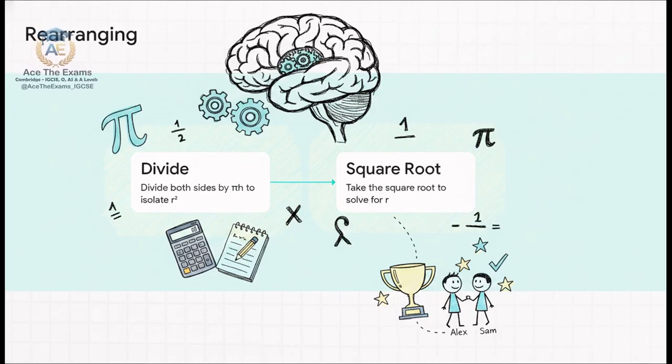What is the mathematical opposite of squaring a number? It's taking the square root. So we take the square root of the entire left side of the equation. r equals the square root of v over pi h. If Alex and Sam applied this highly structured sequence instead of panicking, their papers would instantly jump from a failing grade to full marks for this question. It's all about methodically showing your evidence.